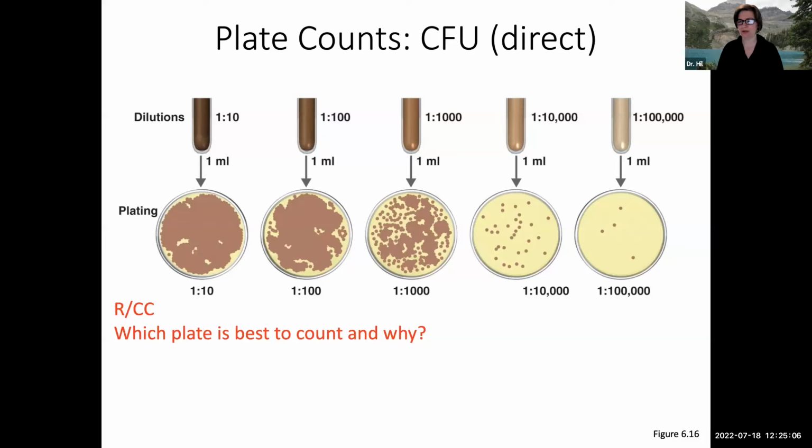Well, plates, you can identify them by the dilution, which is either 1 in 10, 1 in 100, 1 in 1,000, 1 in 10,000, or 1 in 1 million. So which one would you choose? Great. And just think about why you're making that choice. You know, just have that in your mind.